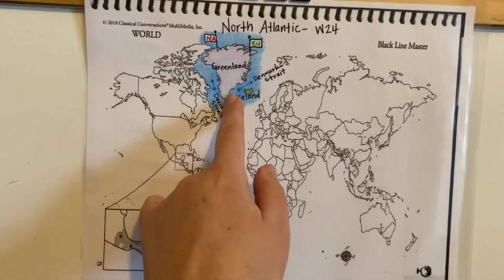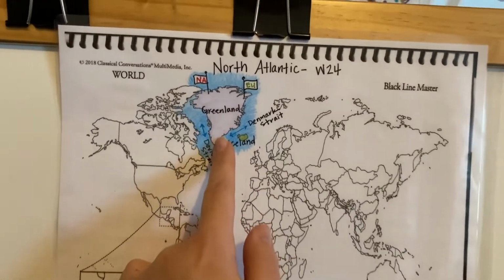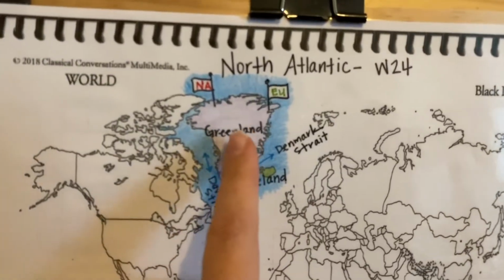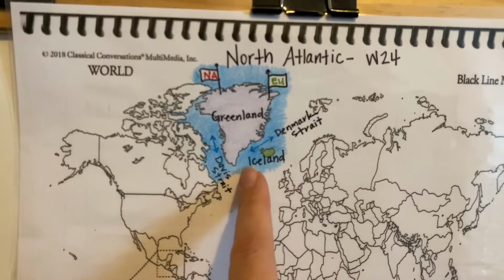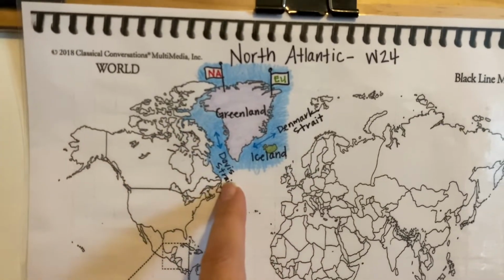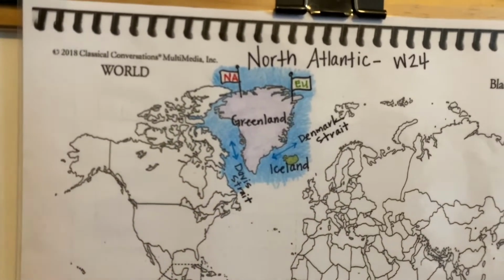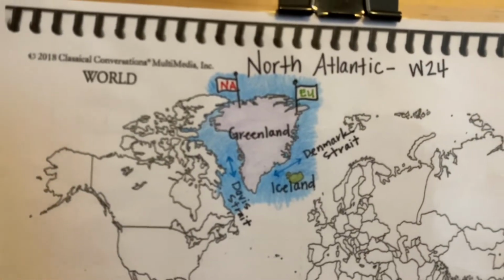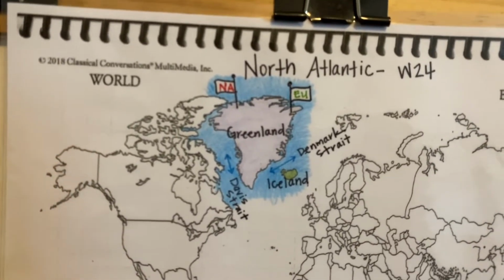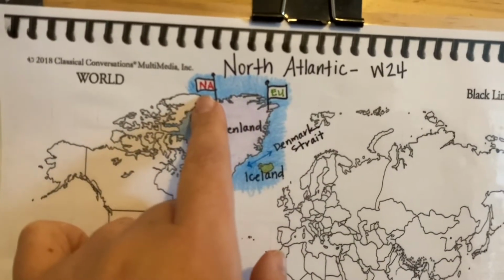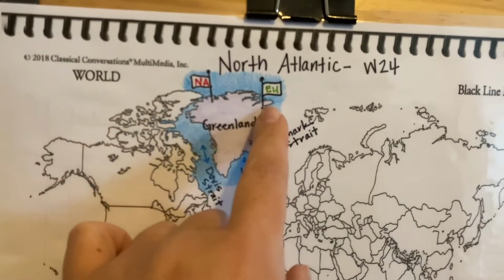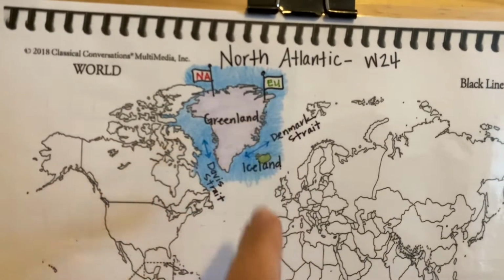So we're talking about the North Atlantic, and we're talking specifically about Greenland, Iceland, the Denmark Strait, and the Davis Strait. Now, I have two flags stuck in Greenland. One says NA and one says EU. NA stands for North America and EU stands for the European Union.